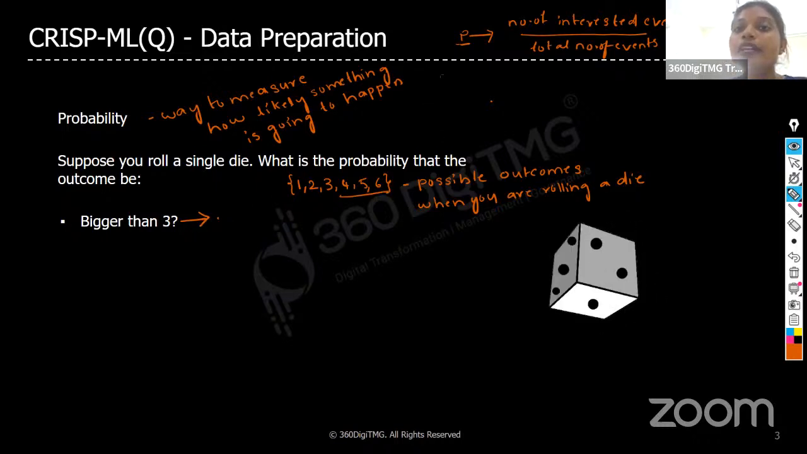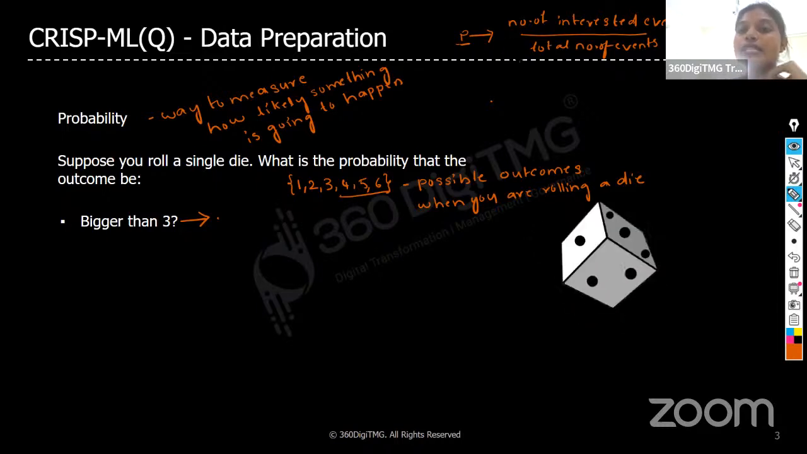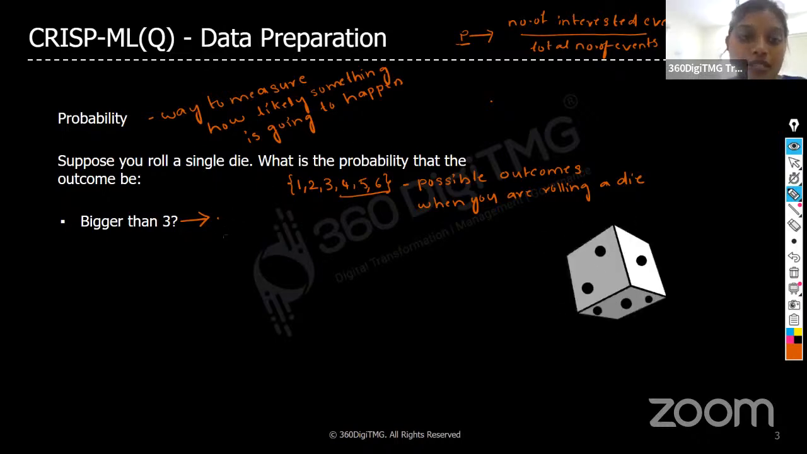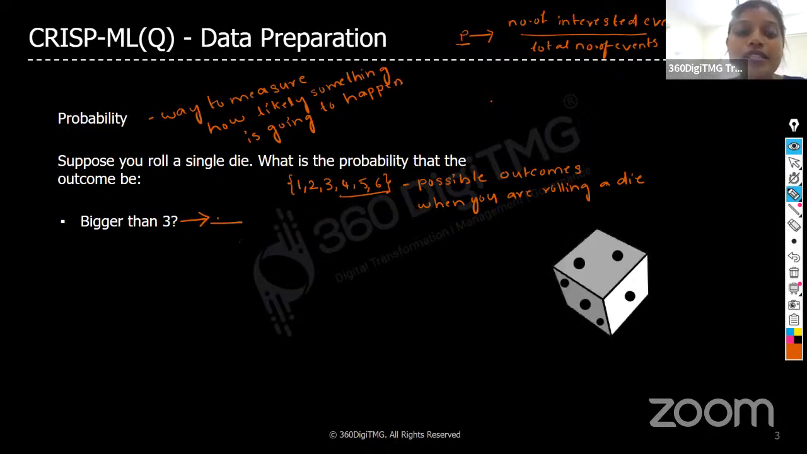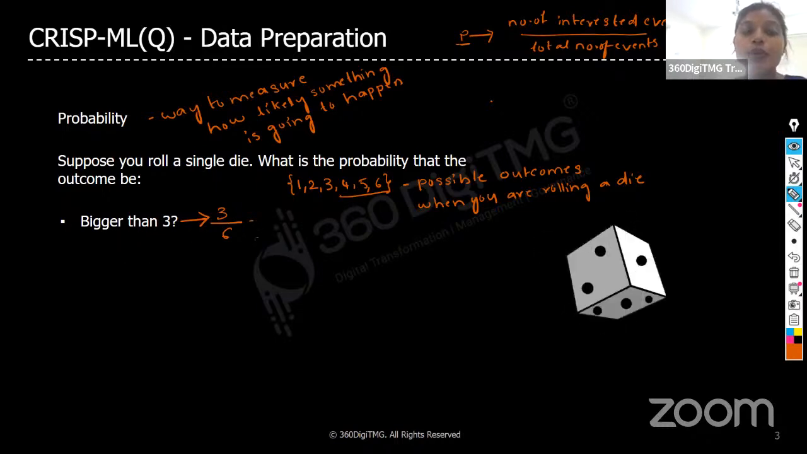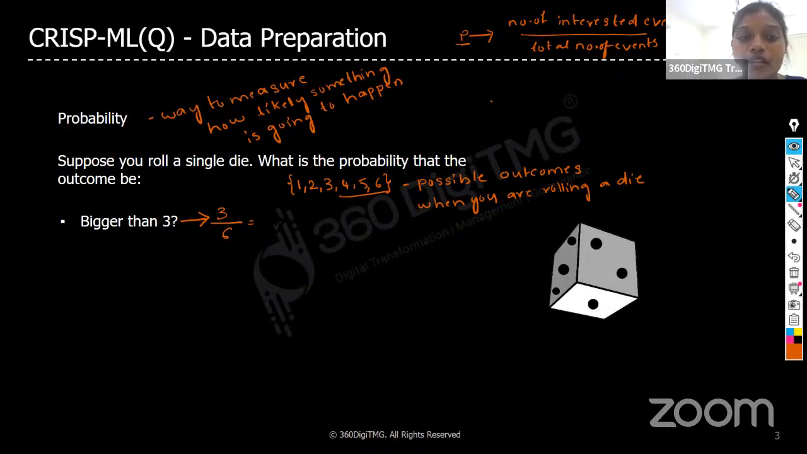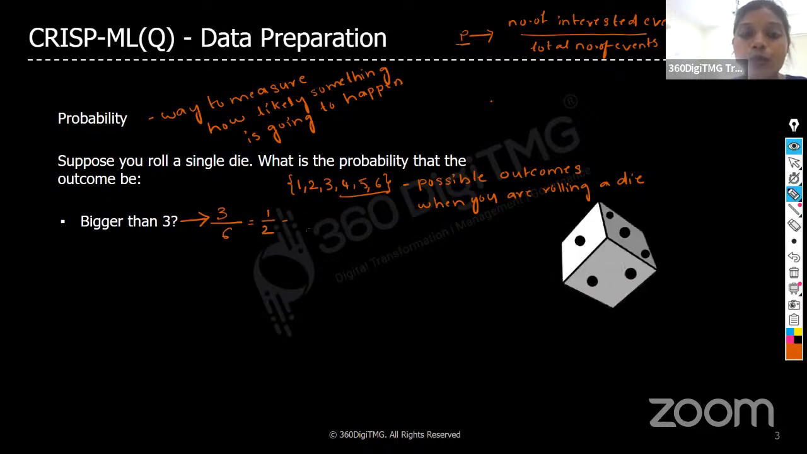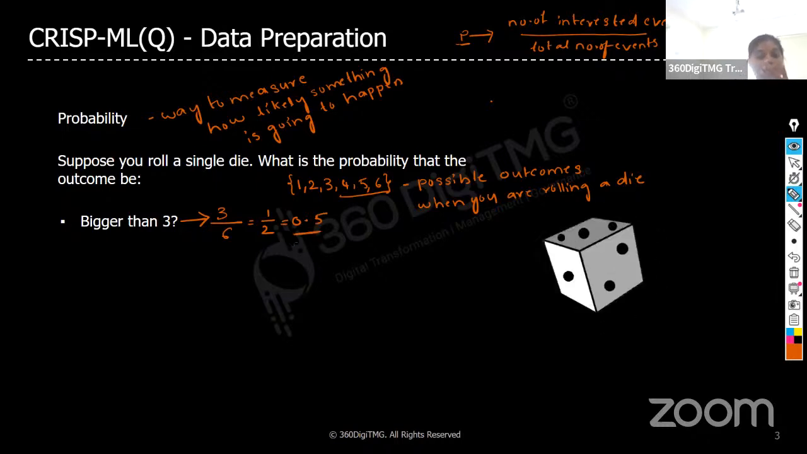So what is the probability formula? Probability is equal to the number of interested events divided by the total number of events. The total number of events is 6. Out of 6, how many are bigger than 3? Only 3. So the probability of the outcome being bigger than 3 when rolling a die is 3 by 6, which is equal to 1 by 2, which is nothing but 0.5. This is the probability.